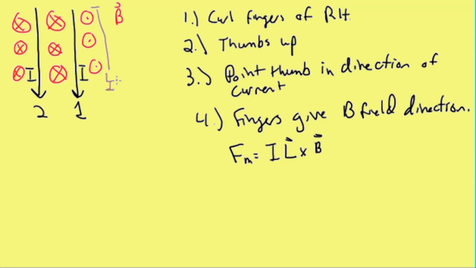So what we do is we align our fingers in the direction of the current. So our fingers would be pointing towards the bottom of the screen. We're going to then rotate our hand and face our palm in the direction of the B field. So our palm should be facing into the screen, and then we're going to be able to shut our fingers and point in the direction of the B field.